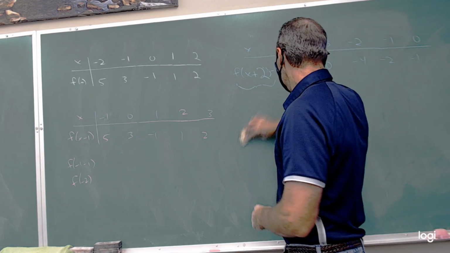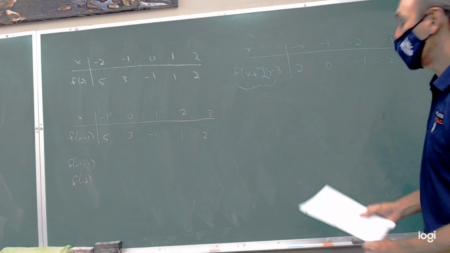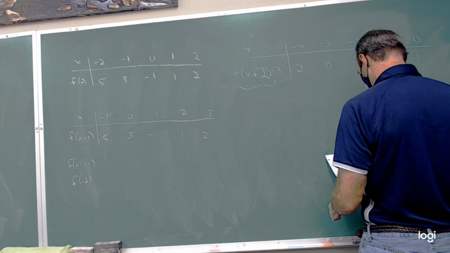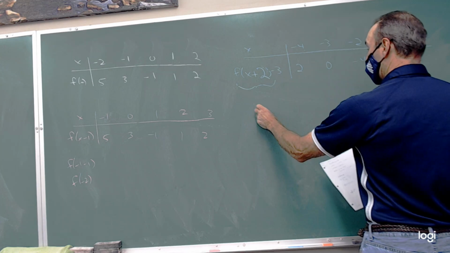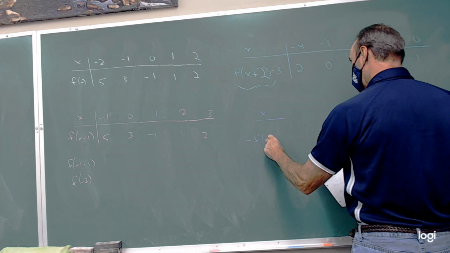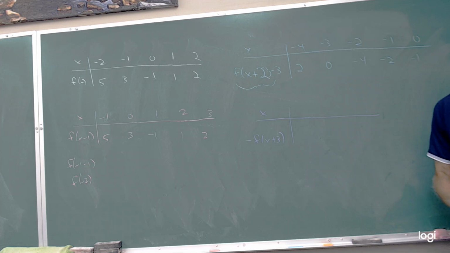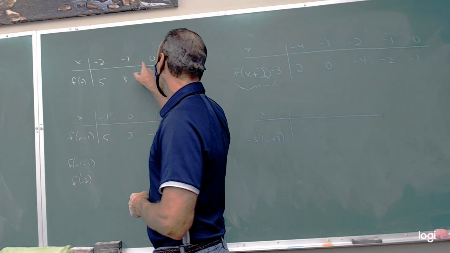Let's do... What did I have in mind? How am I doing on time? That's great. So let's do x and negative f of x plus 3. Oh, deciding that first x, I think, is the hard part. Remember, we can only evaluate f at these values.